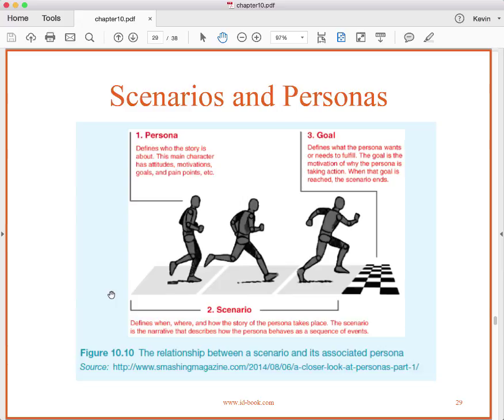Okay, they want to get to a goal. So the goal defines what the persona wants or needs to fulfill. The goal is the motivation of why the persona is taking action. When the goal is reached, the scenario ends. And the scenario describes how the persona gets to the goal using our solution. Okay? Pretty cool, huh?